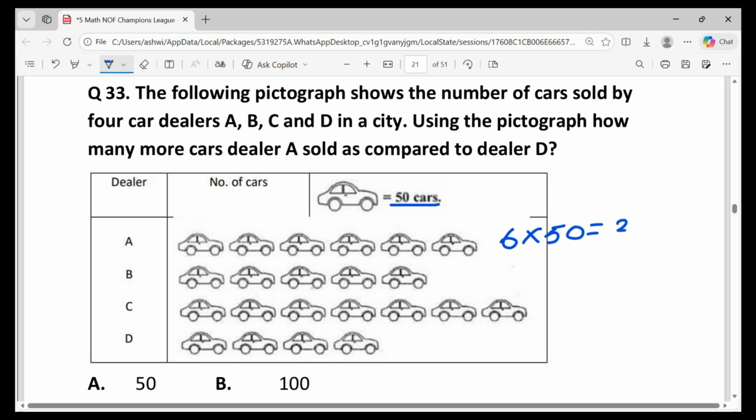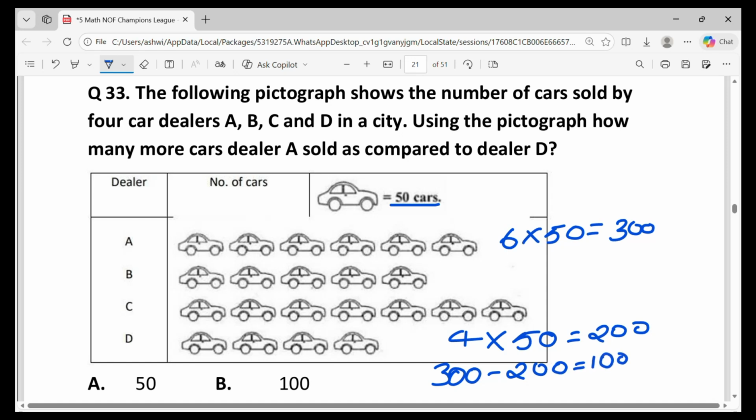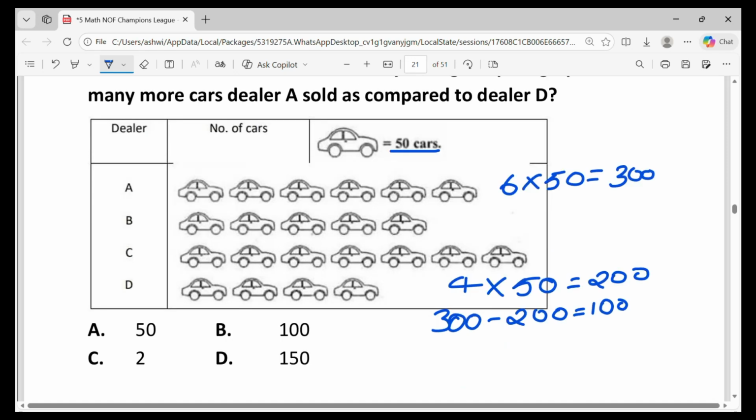That is equal to 300. And number of cars dealer D sold, that will be 4 into 50. That is equal to 200. Number of cars dealer A sold more compared to dealer D will be 300 minus 200, that is equal to 100. From the given options, the answer is B, 100.